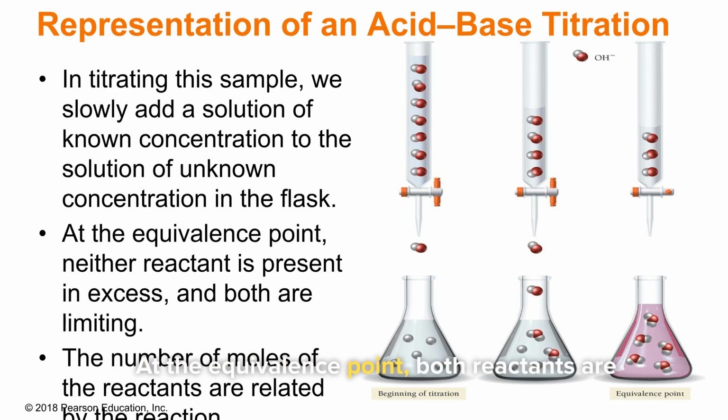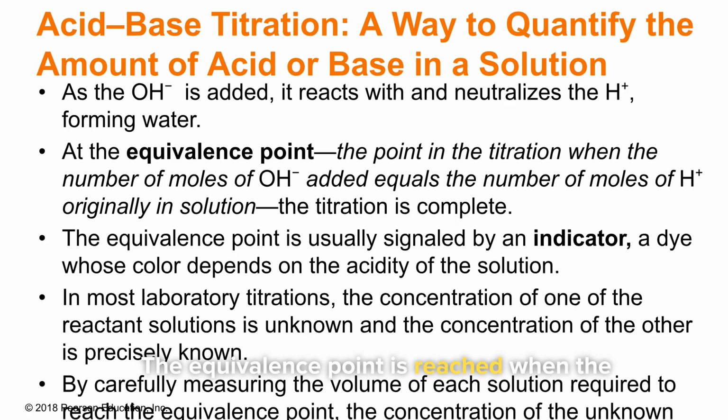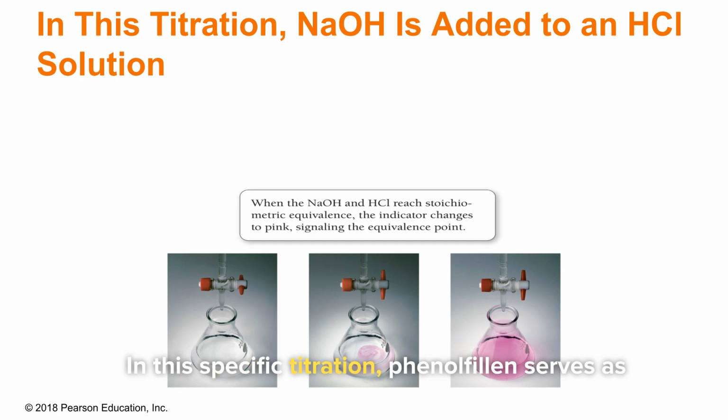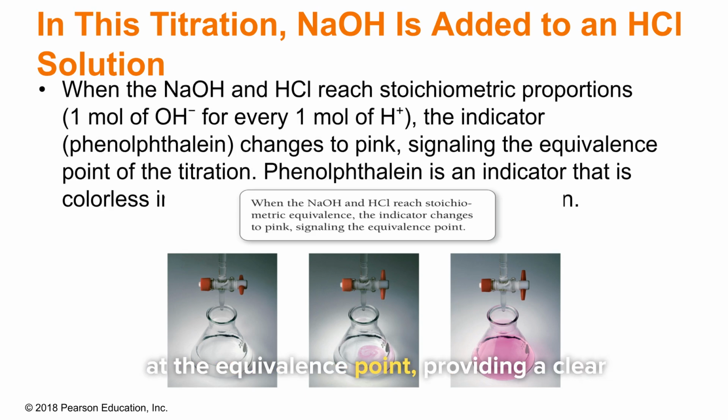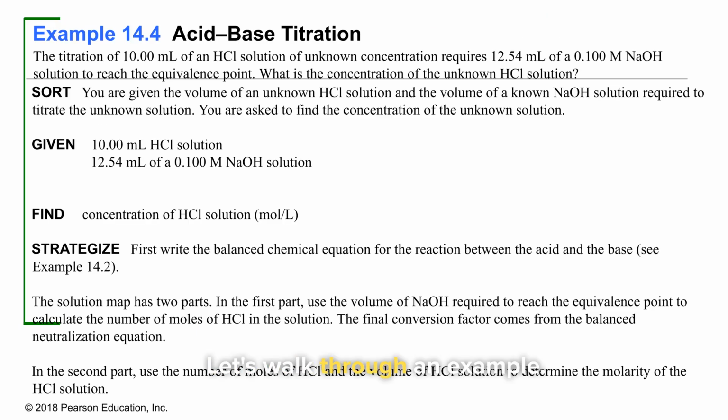At the equivalence point, both reactants are fully consumed according to their stoichiometry, meaning neither is in excess. The equivalence point is reached when the moles of added hydroxide equal the moles of hydrogen originally present. We typically signal this point using an indicator, a dye that changes color based on the acidity of the mixture. In this specific titration, phenolphthalein serves as our indicator. It is colorless in acidic solutions and turns pink at the equivalence point, providing a clear visual signal that the titration is complete.